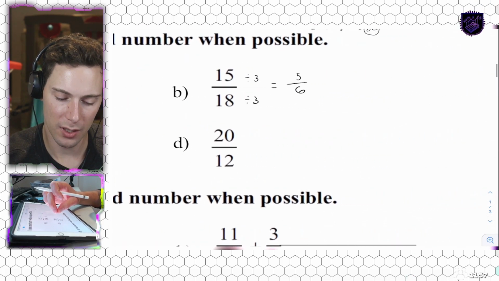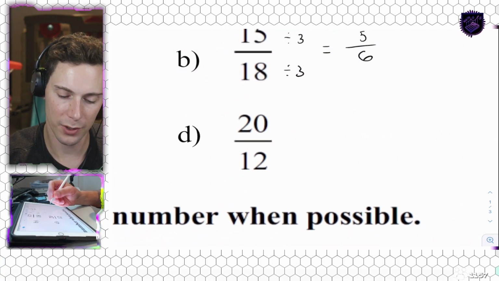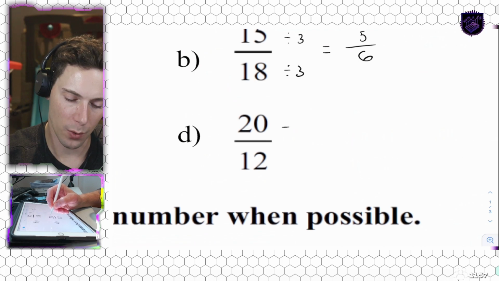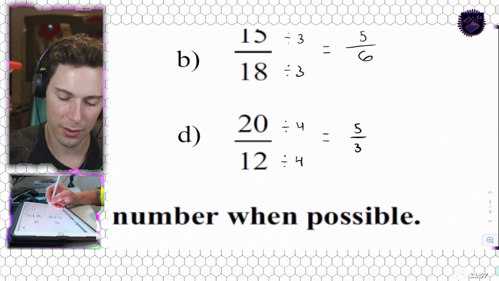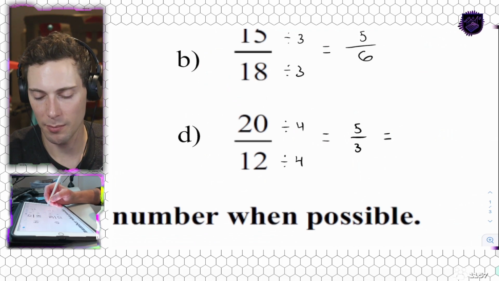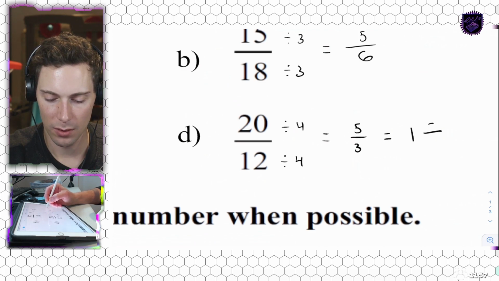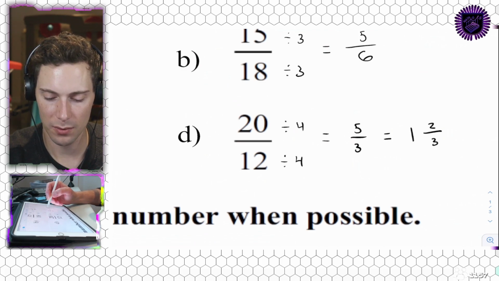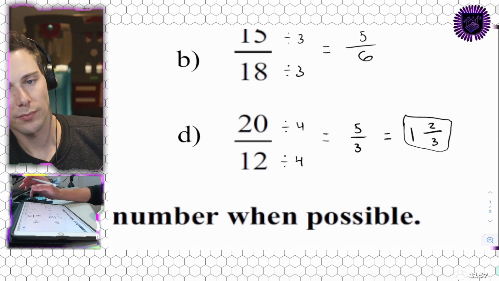D, 20/12. I'm going to say 4 is going to be the biggest number, and this will equal 5/3, which when you write it as a mixed number, is going to be 1 and 2/3. Circle my answer, 1 and 2/3.